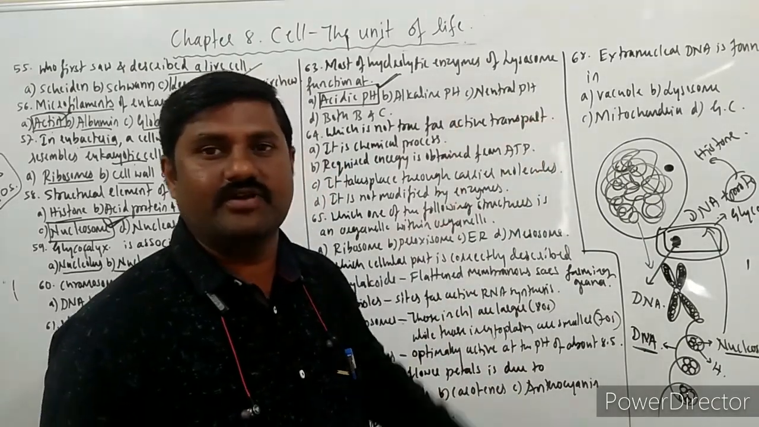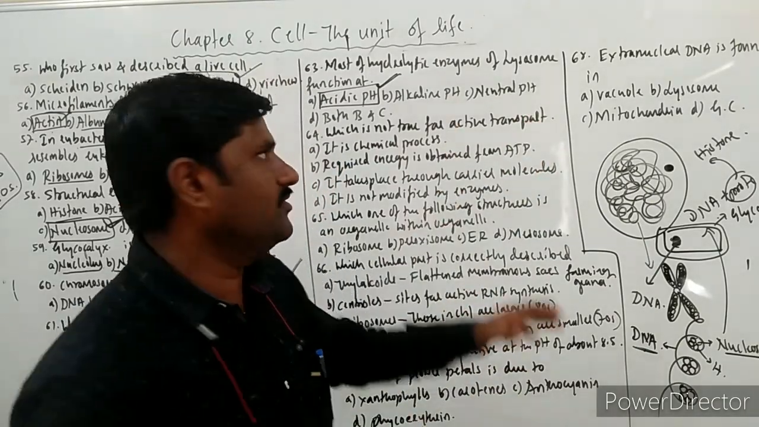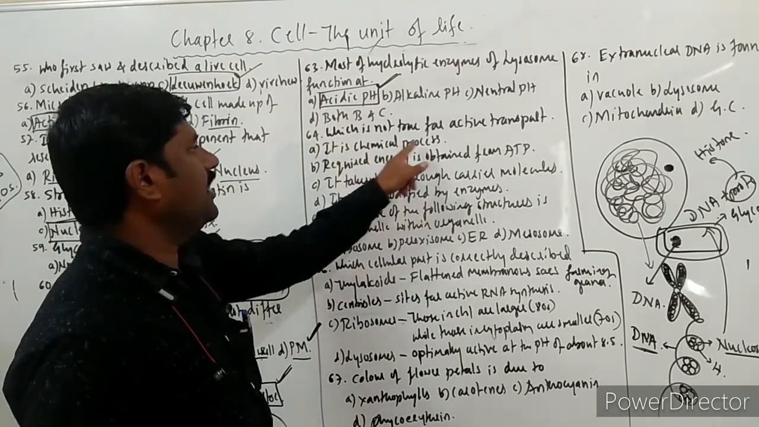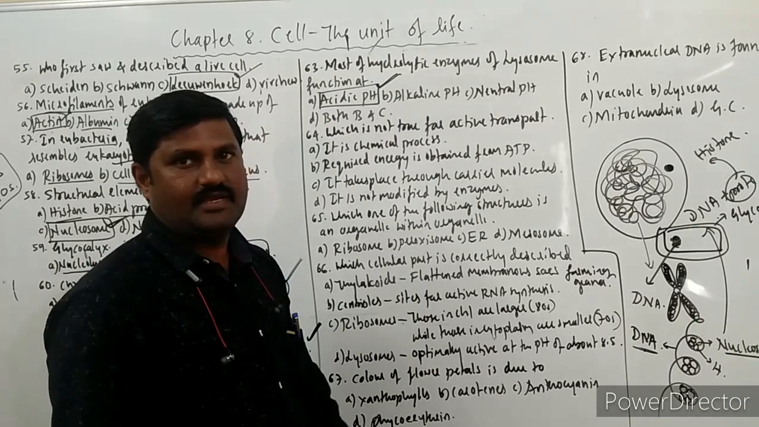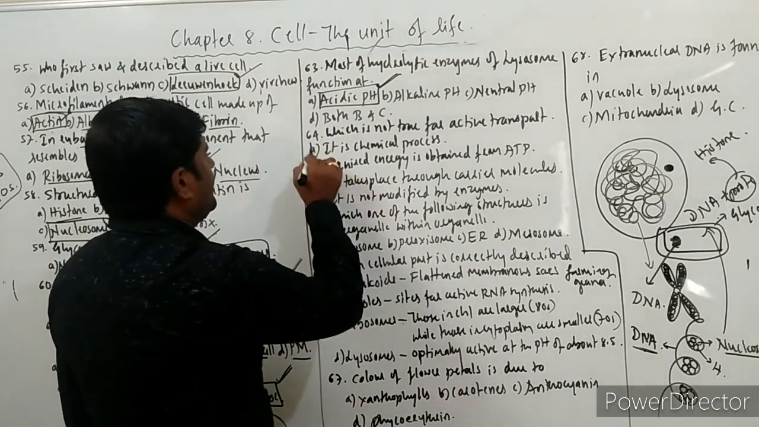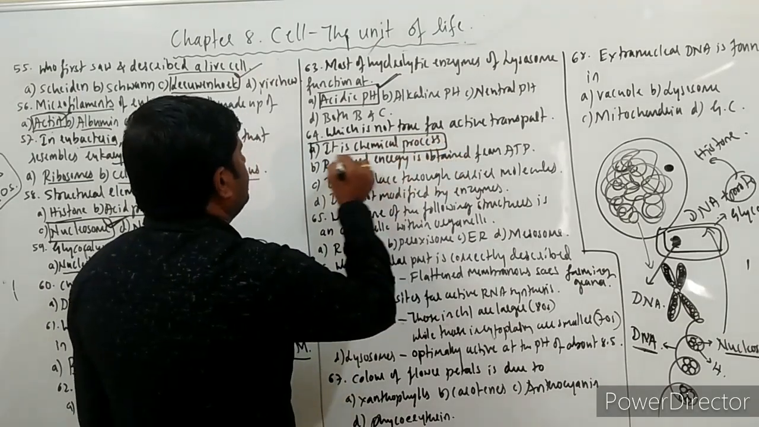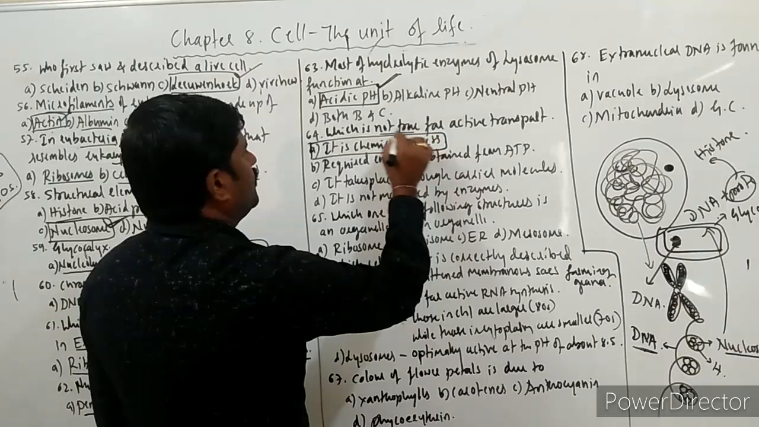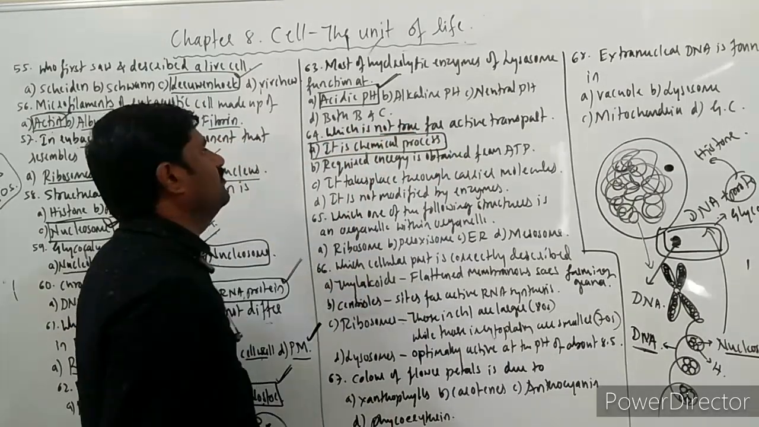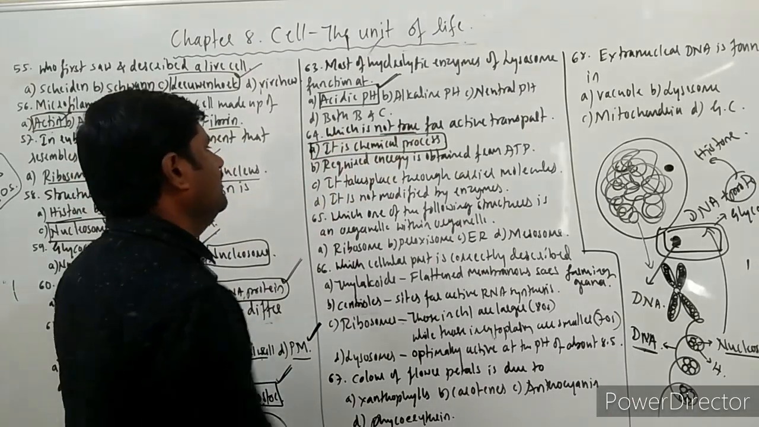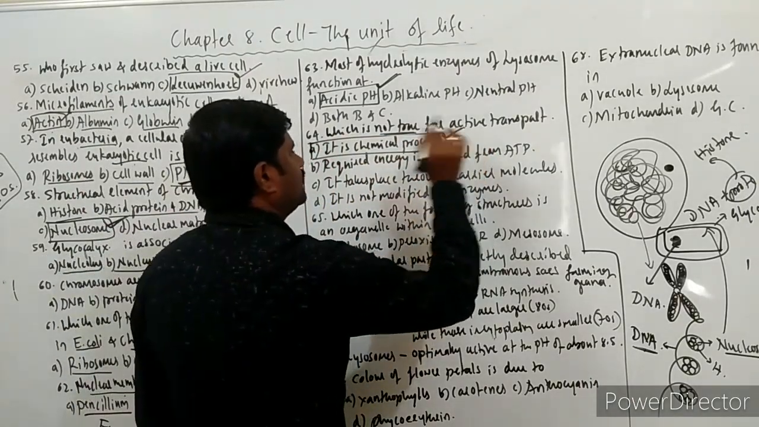What are the options given over here? We will analyze them one by one. Let us see the first one. It is a chemical process, he says. It's not a chemical process, right? That's why this statement itself is not true. So over here, the answer is the first statement.